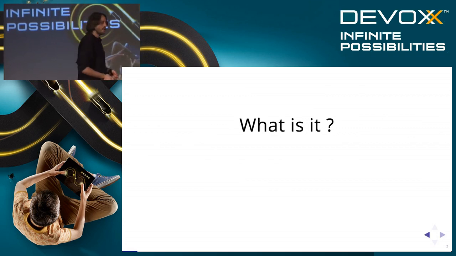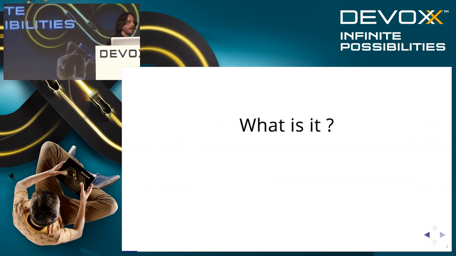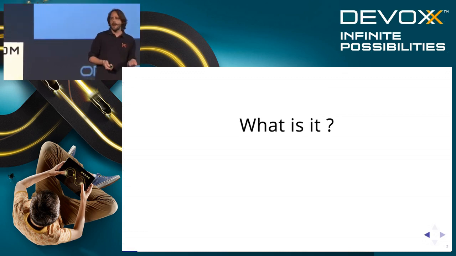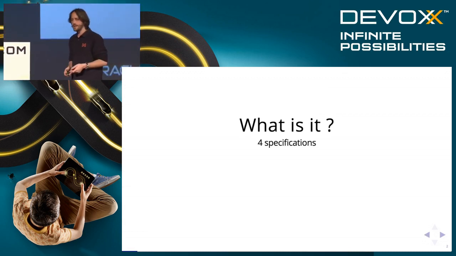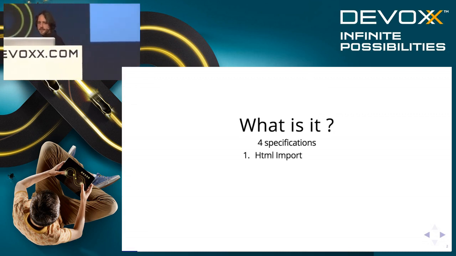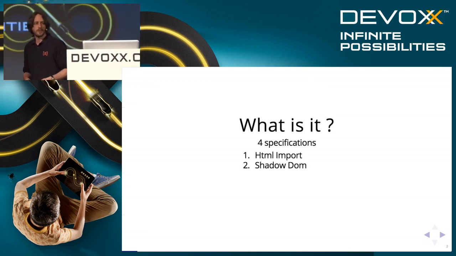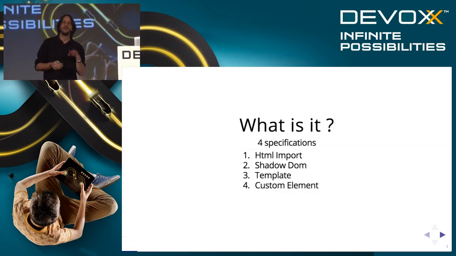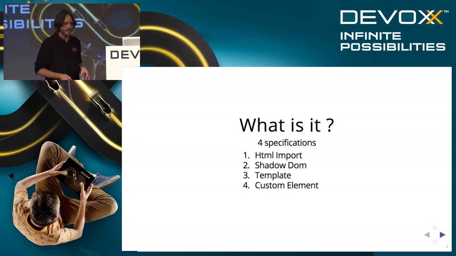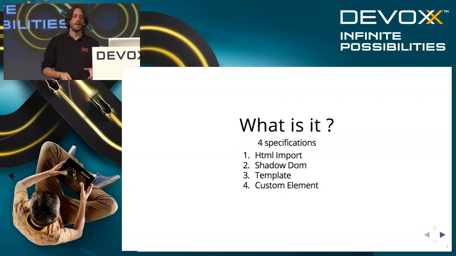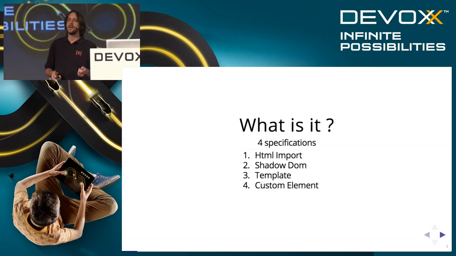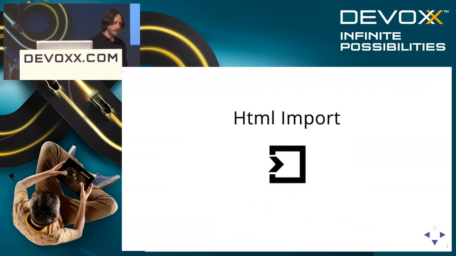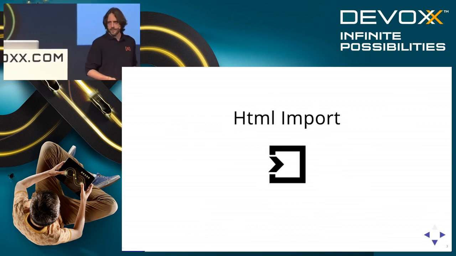So, when we talk about web components, in fact, it's not a single standard, it's not a single API, it's in fact four specifications. Those four specifications are HTML import, shadow DOM, template, and custom element. And the good news about these specifications is that they come from the W3C. So they are going to become standard. So we can use them, we don't have to be afraid of them. So let's see what there is in those four specifications.